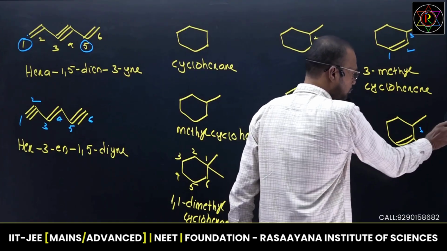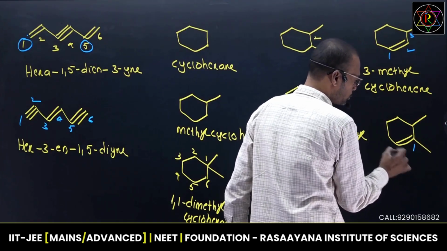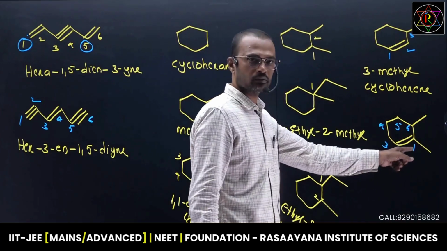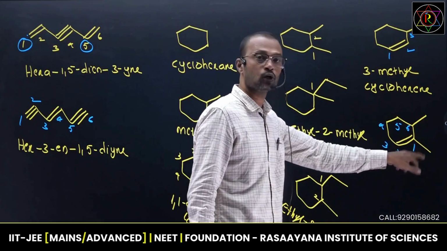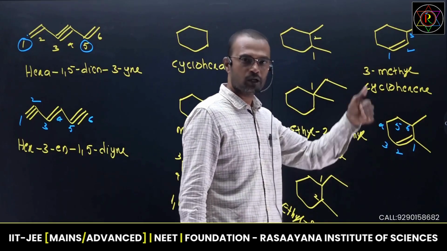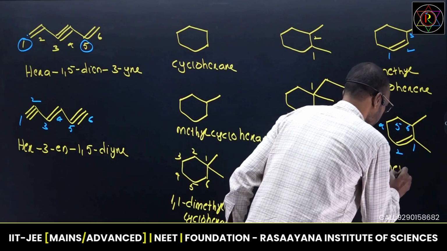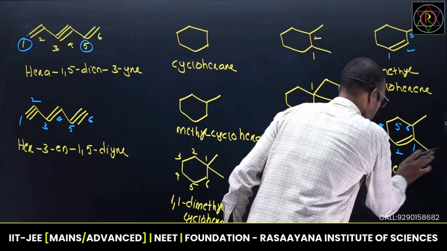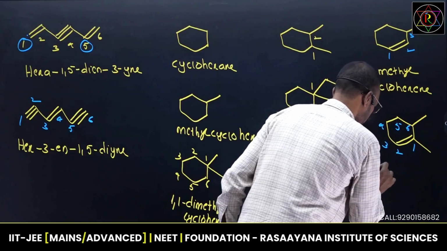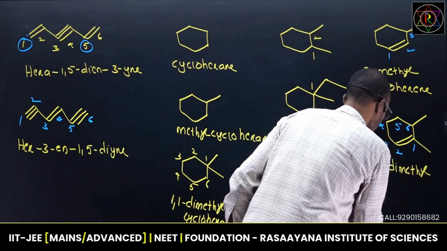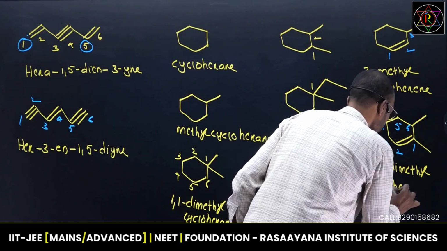Suppose I give numbering from this side, 1, 2, 3, 4, 5, 6. The same double bond carries 1, that is acceptable, and the first substitution carries 2. Now this is correct, meaning the lowest number for the substitution. So I can say 1 methyl, or we can say 1, 6 dimethyl. Both are identical. We can write 1, 6 dimethyl cyclohexene.